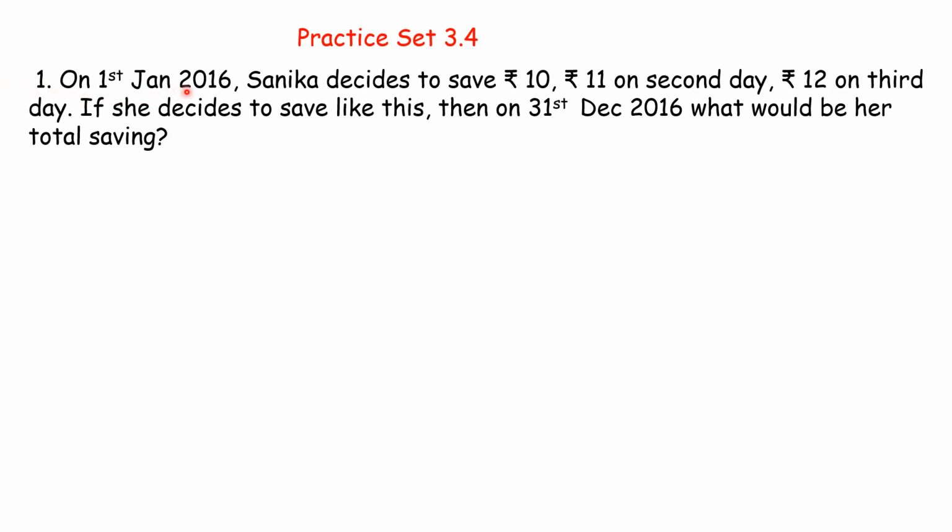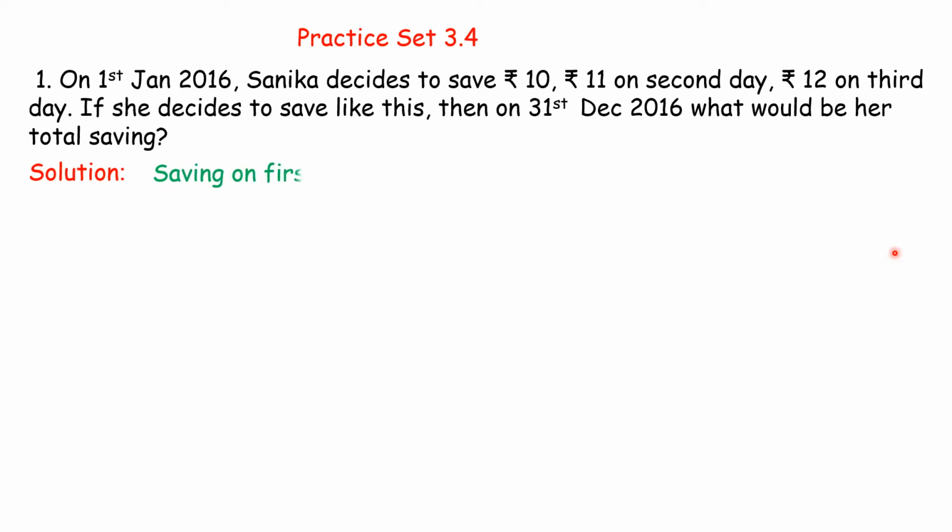On 1st January 2016, Sanika decided to save rupees 10, rupees 11 on the second day, rupees 12 on the third day. If she decided to save like this, then on 31st December 2016, what would be her total saving? Solution.